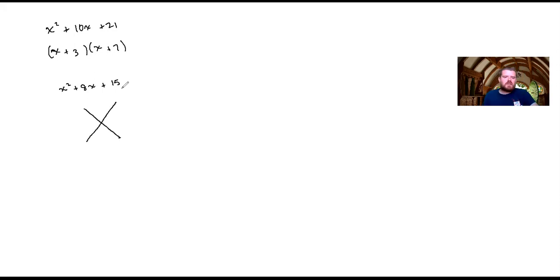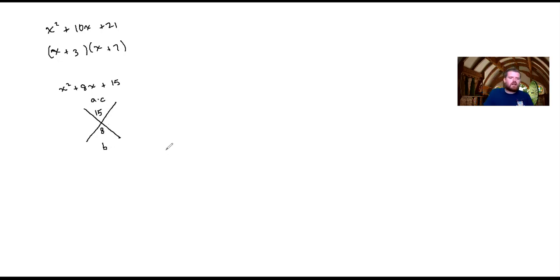Okay. This method is what's known as the magic X, also known as a product sum puzzle. On top for right now, we're going to put whatever our C value is. Later, it's going to be A times C, but for now, since all of our A terms are 1, it's just C. And then in the bottom, we're going to put our B term. So 15 goes on top. 8 goes on the bottom.